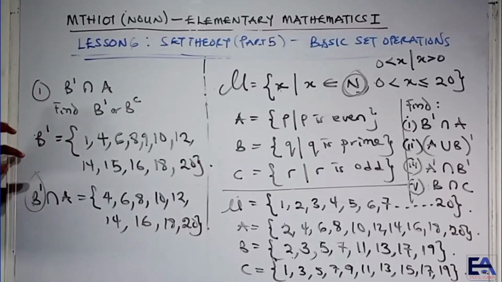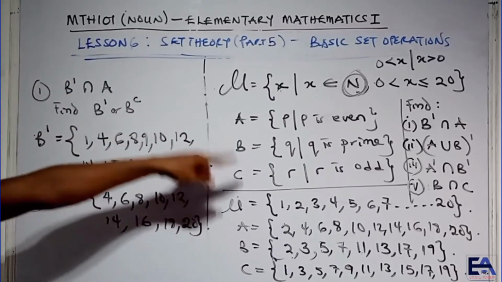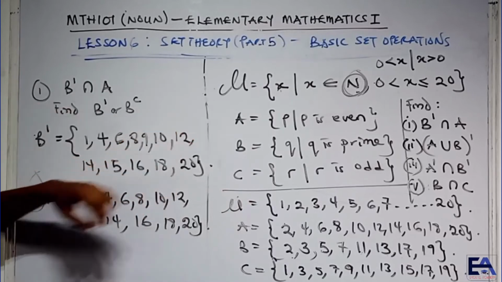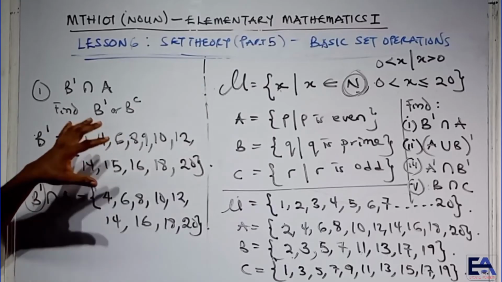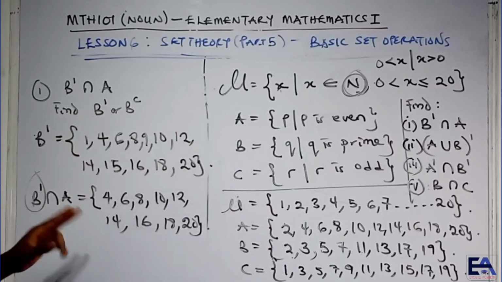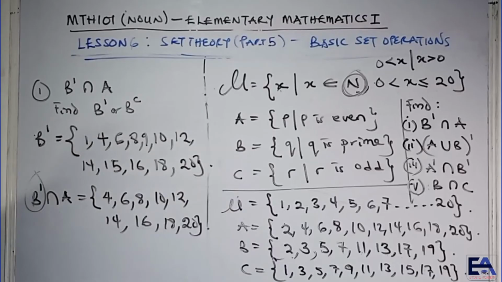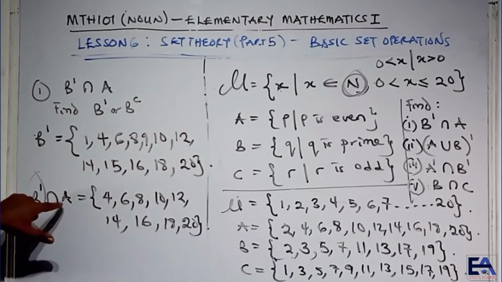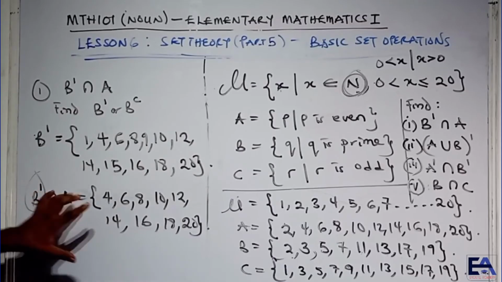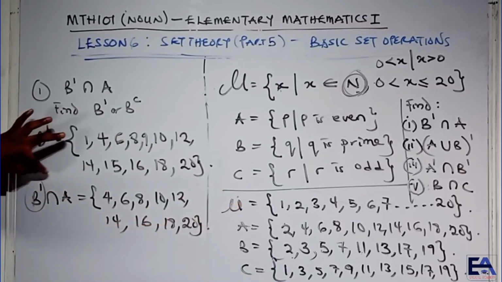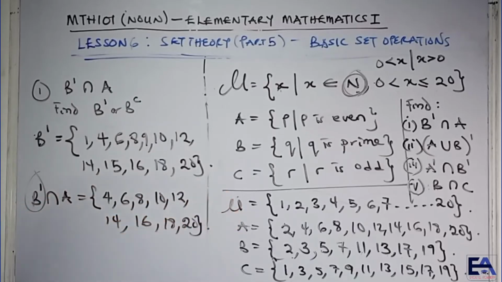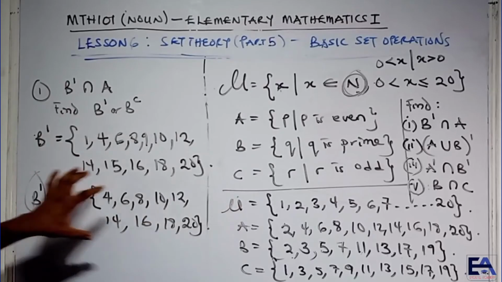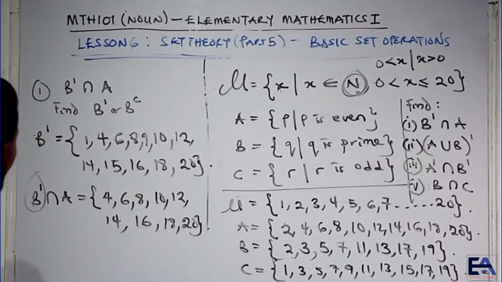B complement is the set of all elements in the universal set but not in B. We fetch them out, and then we try to look for the elements they have in common with A. These are the elements that the complement of B has in common with set A, all right? So that is that.